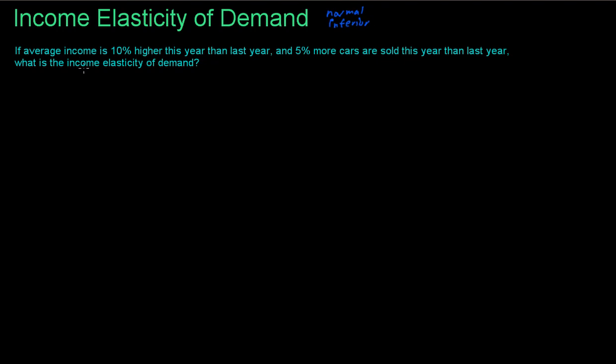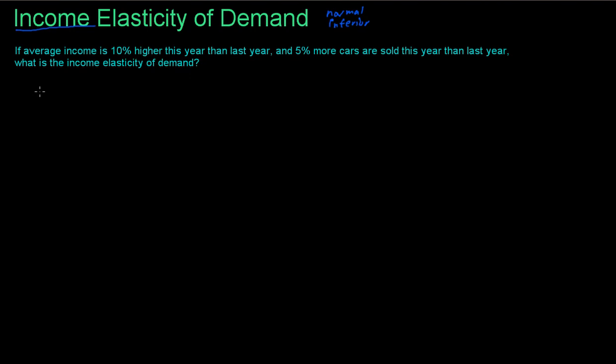Okay, so the first thing that you should realize is that we're talking about income here, and we're going to be dealing with how the quantity demanded changes based on a change in income. So I'm not even going to get down to this question yet, but answering this question is going to be the goal of this video. So we're just going to start with the income elasticity.